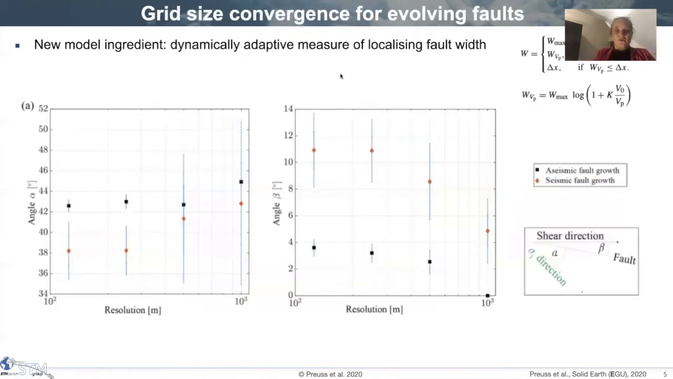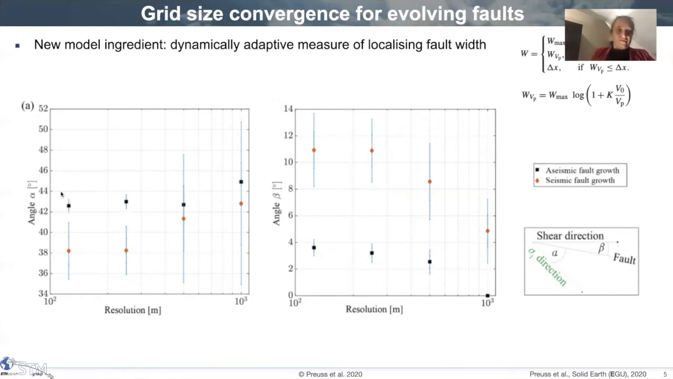And one short note here is that he also added an adaptive measure of fault width, which is relevant in the localization phase when we go from no fault up to a thin fault, because our measure of fault width being just one grid size is not yet representative there. So we implement a measure as a function of slip rate that when it's really fast, it localizes up to that grid size.